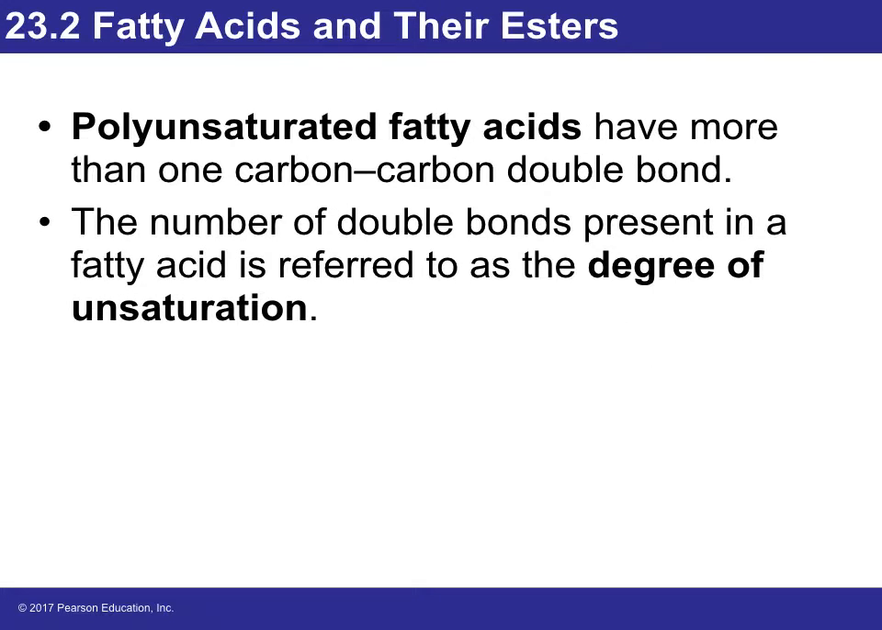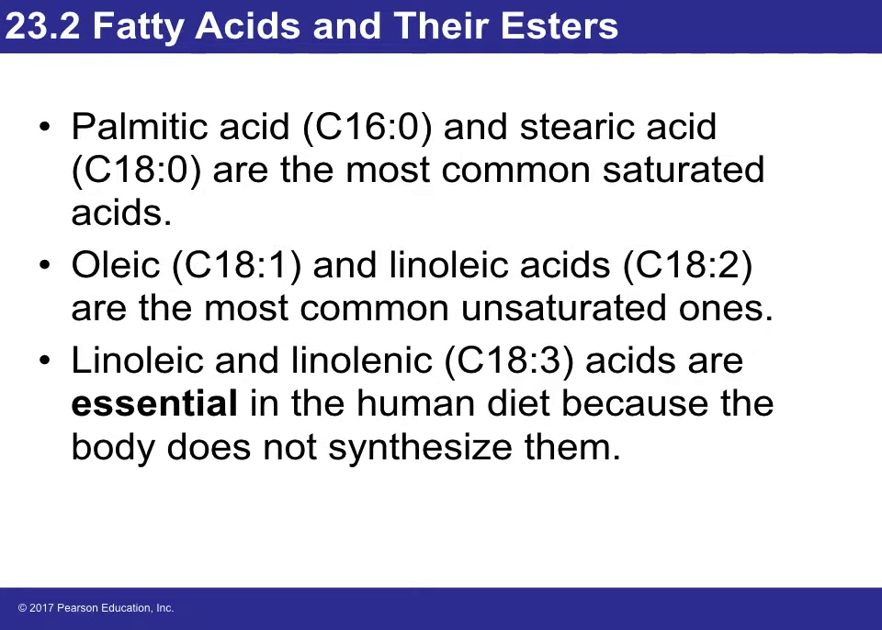Polyunsaturated fatty acids have more than one double bond, and the number of double bonds present in a fatty acid is the degree of unsaturation. So those are examples. Palmitic acid, C16:0. That means you have 16 carbon atoms attached and absolutely no double covalent bond. Oleic, C18:1, and linoleic acid, C18:2.